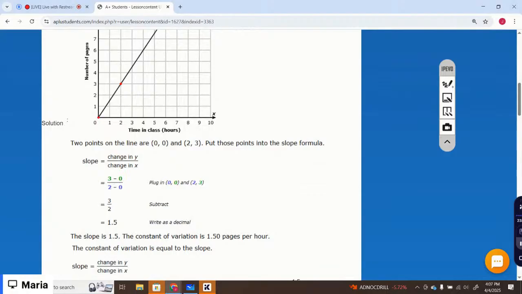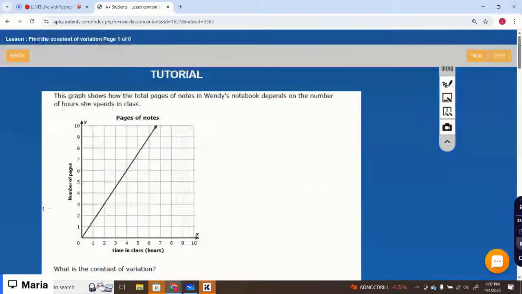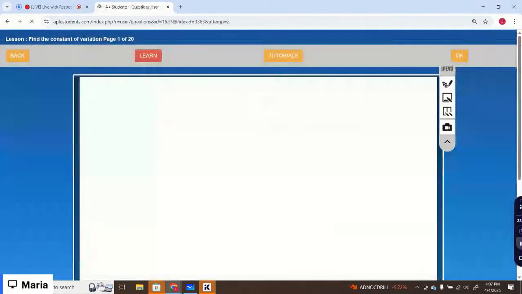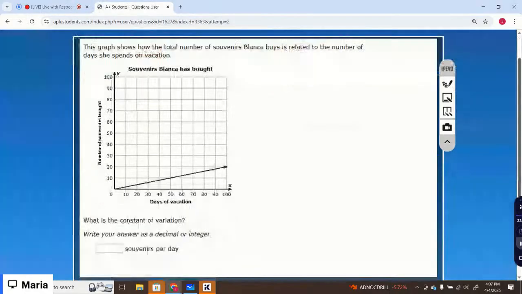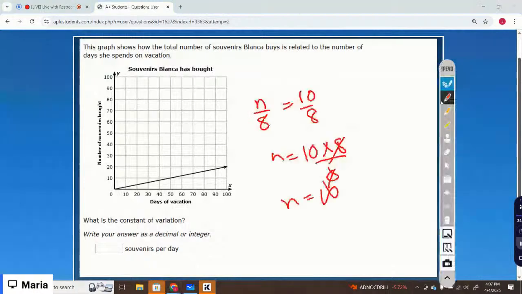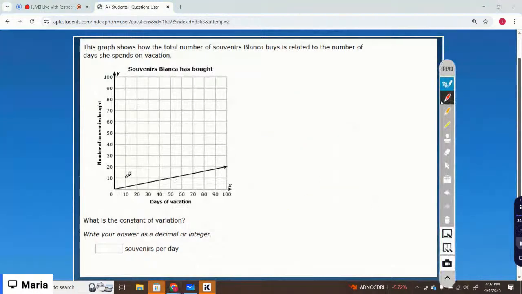Let's just start with the first question. The graph shows how the total number of souvenirs Blanca buys is related to the number of days she spent on vacation. What is the constant of variation? That means you need to calculate the slope. So just select any 2 points on the graph.